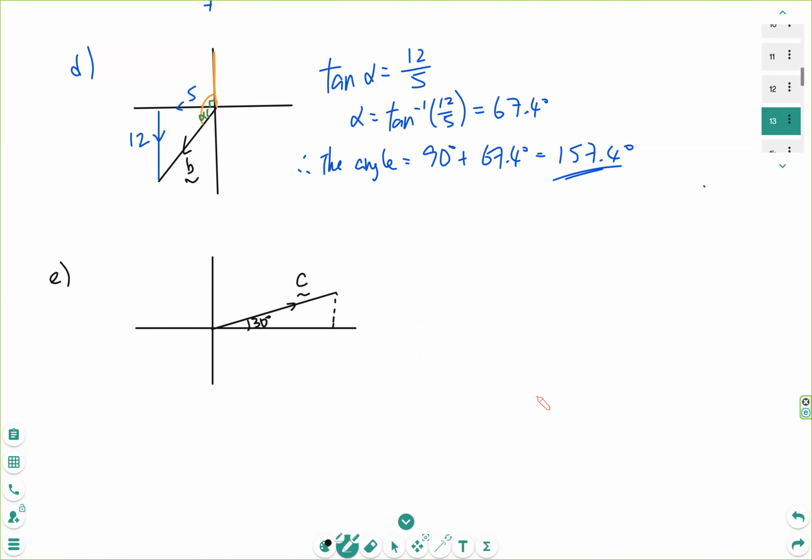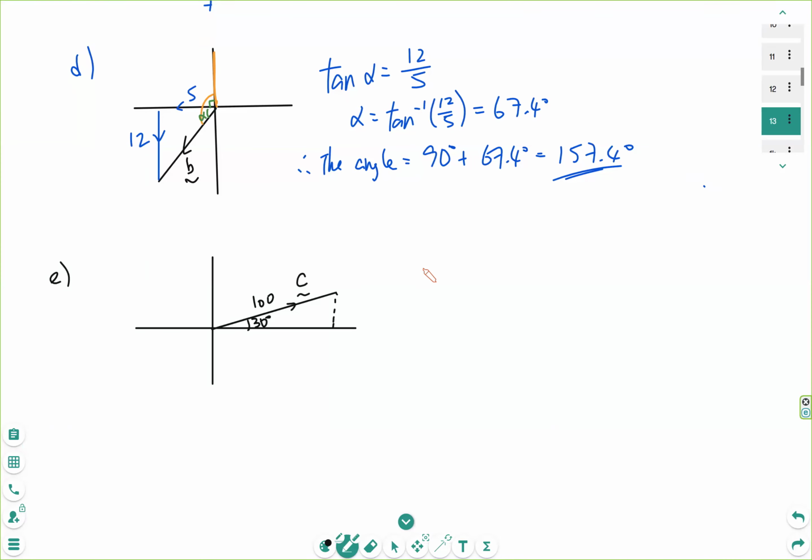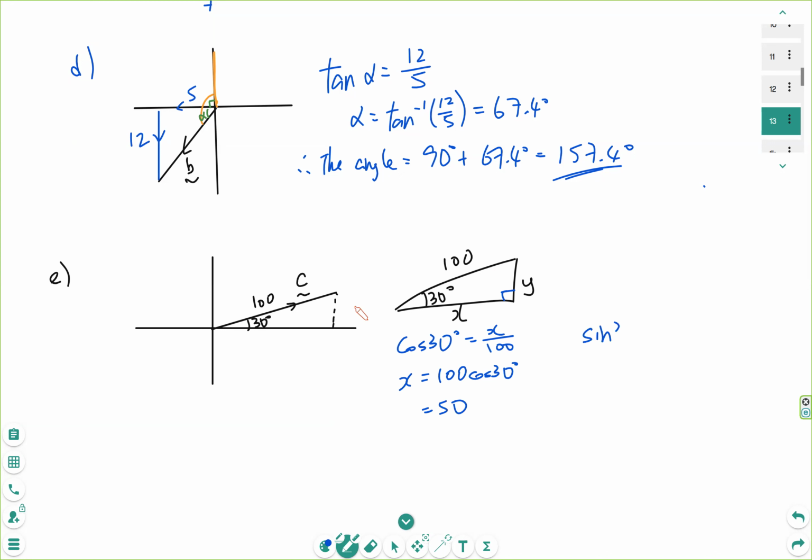So how can we work it out? Well, if you think about this length being 100, think of it this way: 100 centimeters, 30 degrees, x and y. So I can work out using trigonometry. I can use cos 30 degrees equals x over 100. So x equals 100 cos 30 degrees. Put it in a calculator. I believe you should get 50. Do the same for y. Sin 30 degrees equals y over 100.